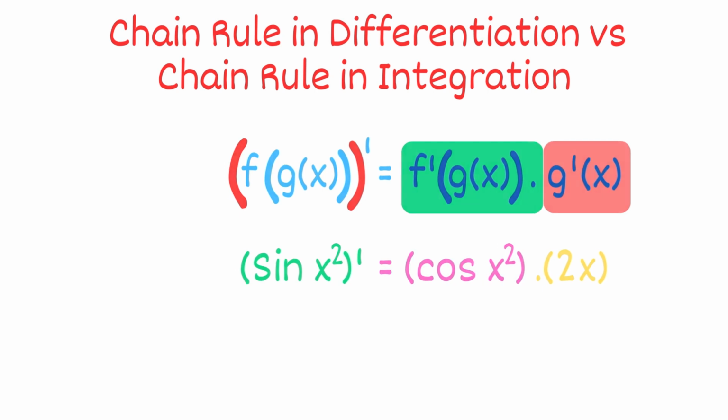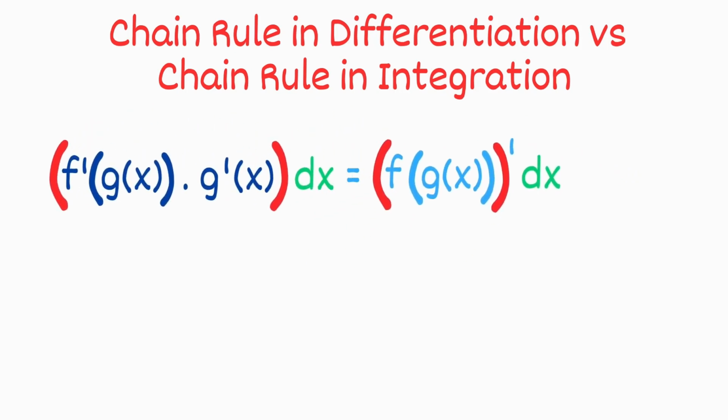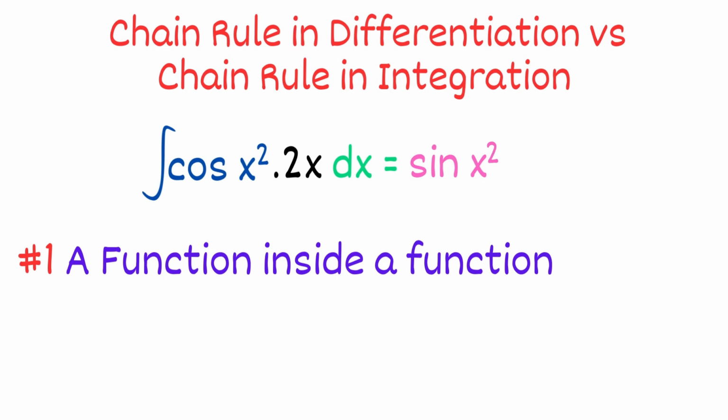So, if we multiply our previous formula by dx and reverse it, we will get the integral of f dash of g of x times g dash of x is f of g of x. So, the integration of cosine of x squared times 2x will be sine of x squared. Now, as you can see, if we want to use our formula for integration here, we need two things. Number 1, a function inside a function. For example, in our question we have cosine of x squared.